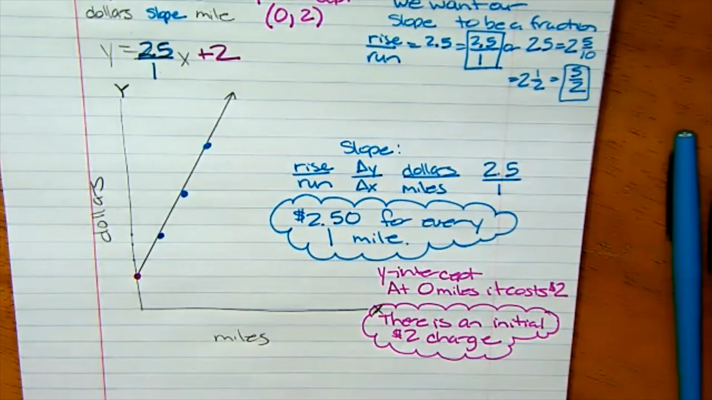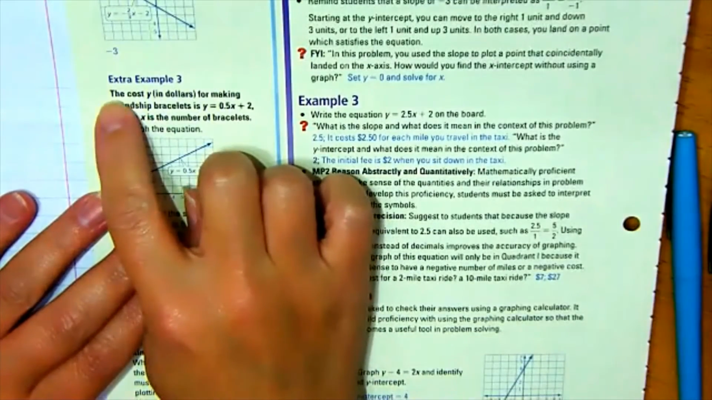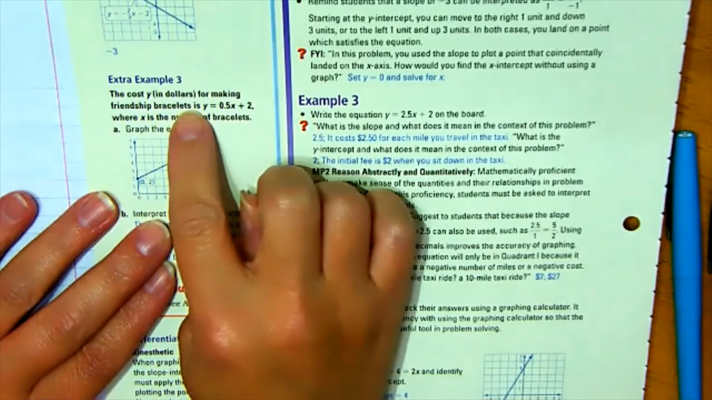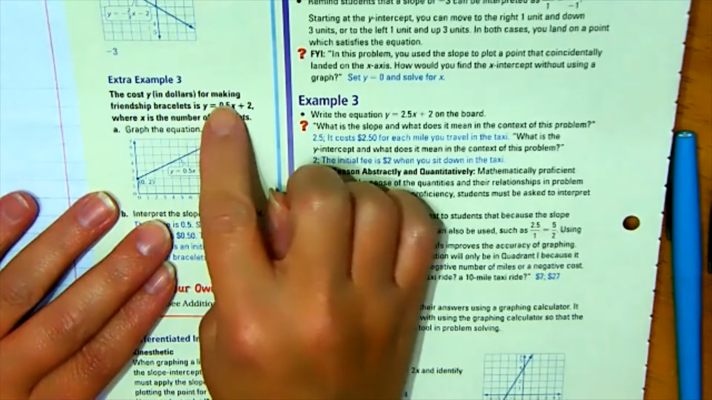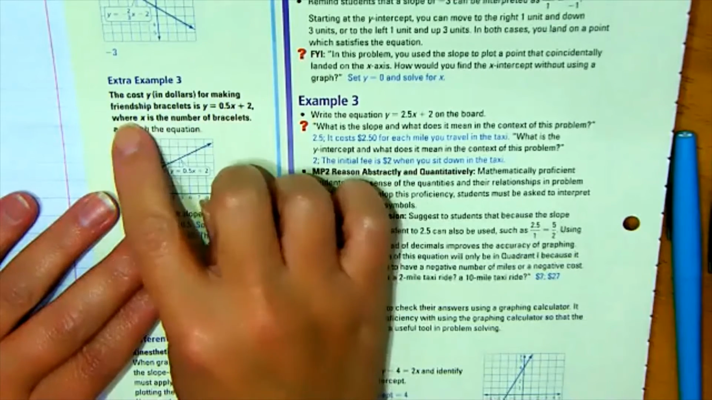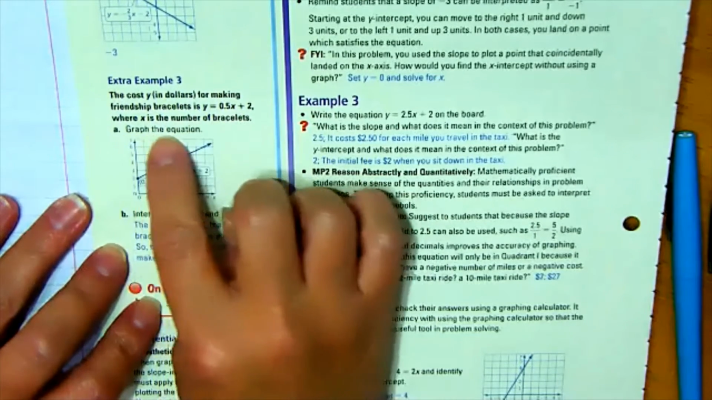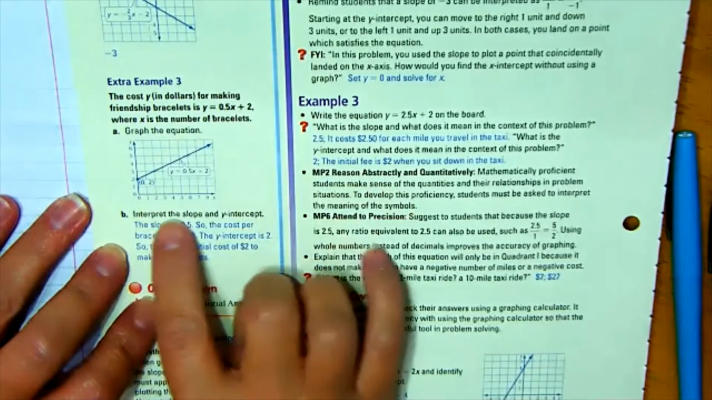Okay, let's do one more example. It's not new math, it's just interpreting the math we already know how to do. Okay, in this problem, the cost y in dollars for making friendship bracelets is y equals 0.5x plus 2, where x is the number of bracelets. They want us to graph the equation and interpret the slope and y-intercept.